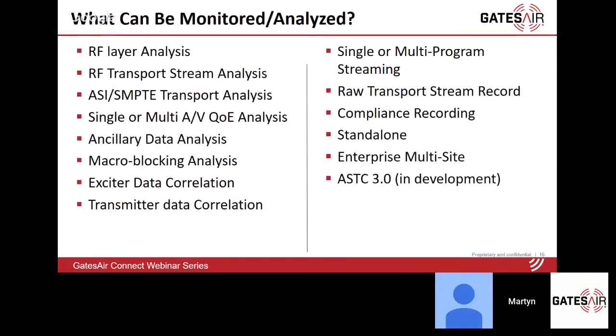So what sort of things, you're probably asking, can be monitored or analyzed and recorded? Well, here is a list of some of the things that can be done. The RF layer analysis, transport stream analysis, ASI transport stream coming in, multiple or single audiovisual QoE analysis and so forth. I won't read everything on the slide, but you can see there's quite a bit of capability built into the system. And that includes, as I mentioned just now, compliance recording and so forth. And then future modulations like HSC3 coming. Well, monitoring of that is also in development for StreamAssure, so that will be forthcoming.